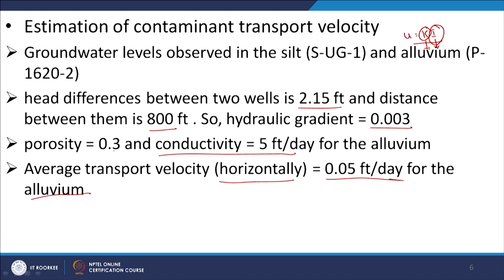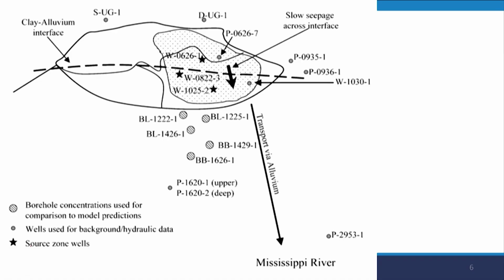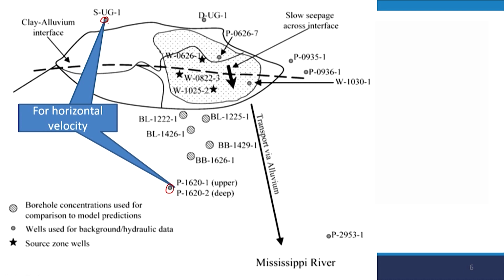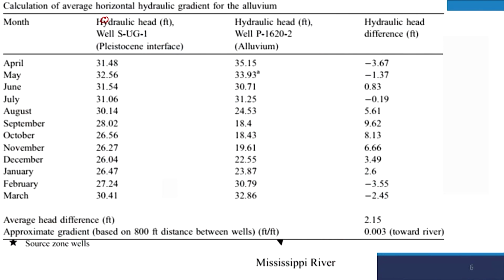So let us move on. Again, what is the key aspect? K, hydraulic conductivity, and the gradient. And let us look at the wells that were looked at in this context. They looked at this particular well and this particular well, and it looks like they are 800 feet apart, and these were the wells that they looked at to estimate this Darcy's velocity. So moving on, let us look at the head difference here.